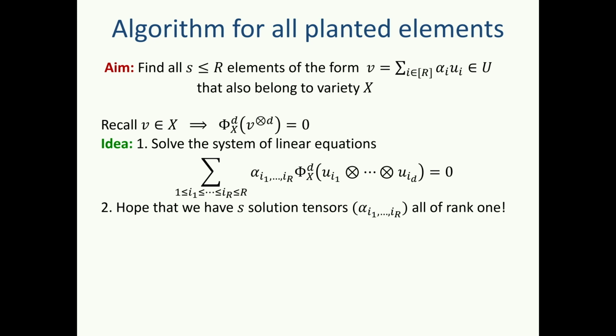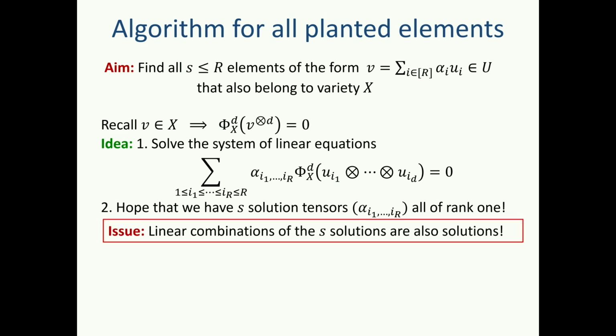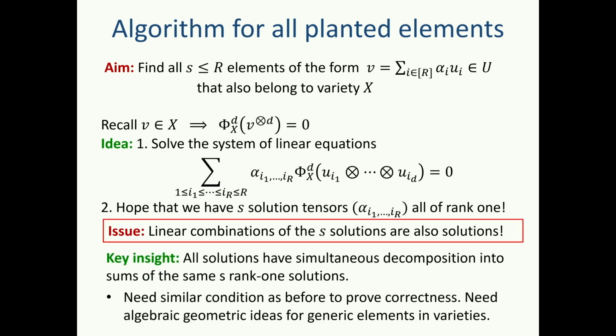Our Hilbert-Nullstellensatz certificate showed that this linear system itself only has a trivial solution. But here, of course, we expect solutions because we have these planted vectors. Now you could hope that all valid solutions are the rank 1 solutions that you care about. Okay, but of course this is not true because it's a linear system, so any linear combination of solutions is also a solution. But it turns out that what you can do is look at all these different solutions, and they will all have a simultaneous decomposition in terms of your planted rank 1s, or your planted elements of your variety. And that's really the algorithm that we use.